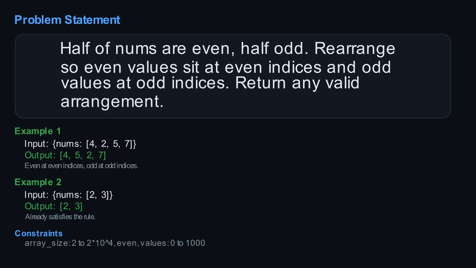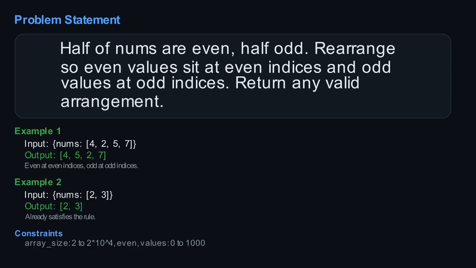All conditions are met. Another valid output could be 2, 5, 4, 7. Or even 4, 7, 2, 5. The exact order of even numbers among themselves or odd numbers among themselves doesn't matter, just that they are in the correct parity match position. What makes this tricky is that we can't just throw numbers anywhere. We have to respect the even-odd pairing of values and their positions.